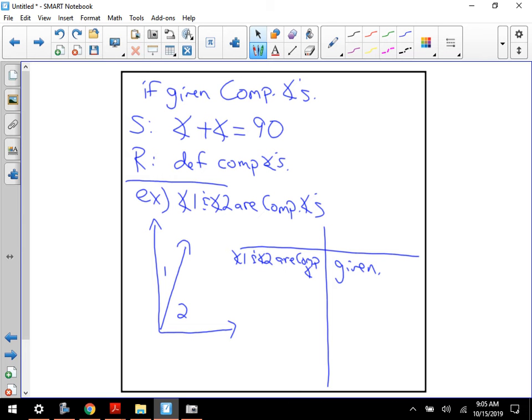Now, these are the two angles that are given that are complementary, so those two have to be the angles that add up to equal 90. So now I know that angle 1 plus angle 2 has to equal 90. The reason being, definition of complementary angles. I don't know what either one of those angles measures, but I do know for a fact that when you add angle 1 and angle 2, they have to equal 90. That's all I have to worry about.